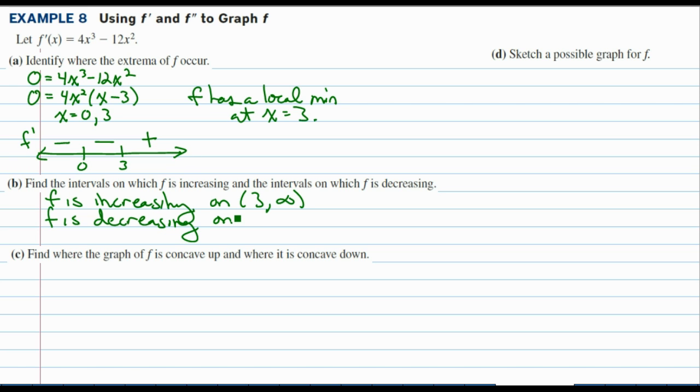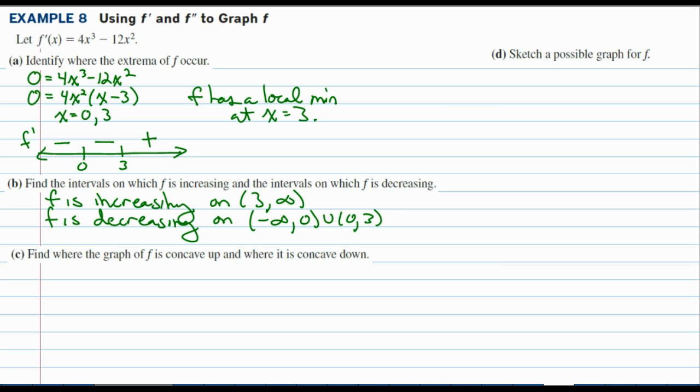Now, you cannot say that f is decreasing from negative infinity to 3 because for the instant at 0, f is kind of constant. It's just not decreasing. So we have to say from negative infinity to 0, and then from 0 to 3. I got that f is increasing from where f prime, the first derivative, was positive, and f is decreasing where f prime is negative, so those two intervals there.